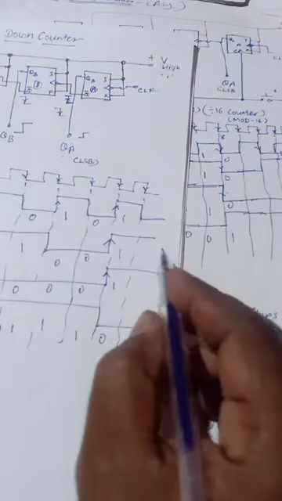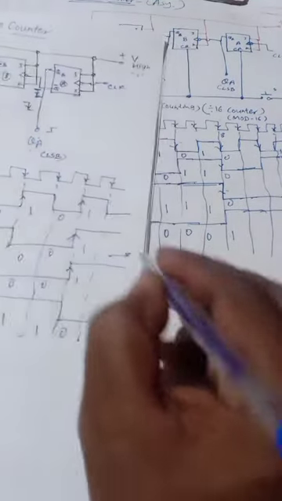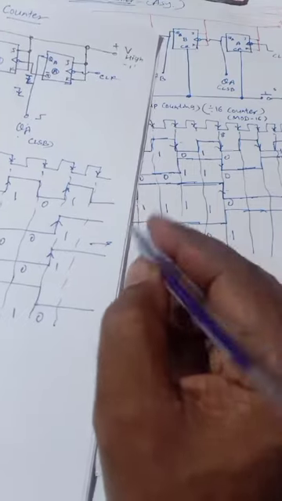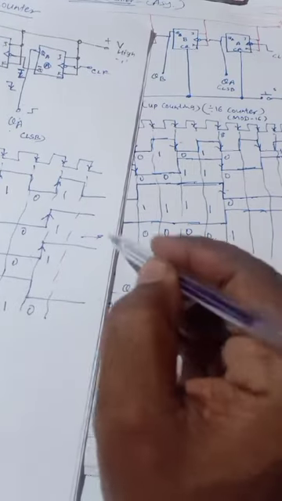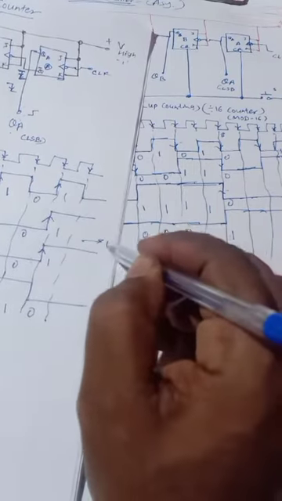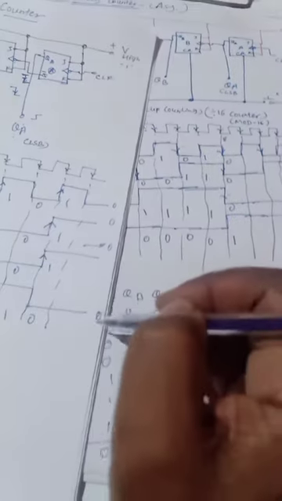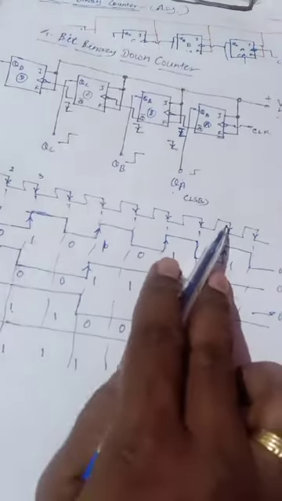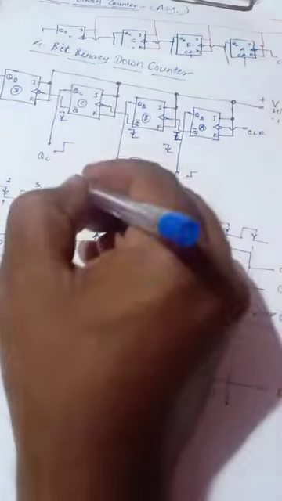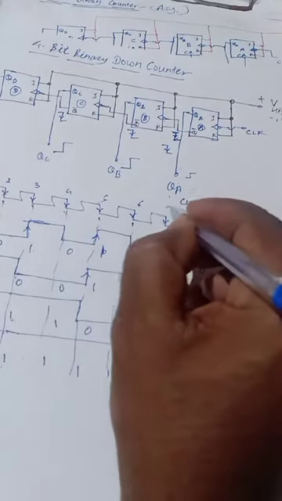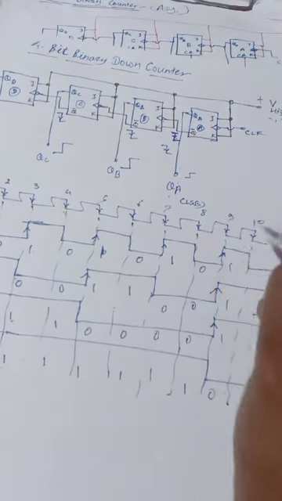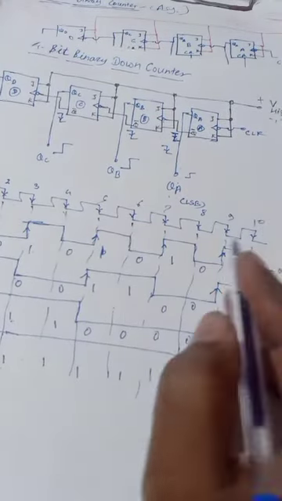So up to 0 0 0 0 you have to continue. You have to practice this. Up to 0 0 0 0 you have to continue this clock. That means up to what you require: so here 4 5 6 7 8 9 10, so another 5 clocks you require. Okay, so here the output is 1 1 1 1.